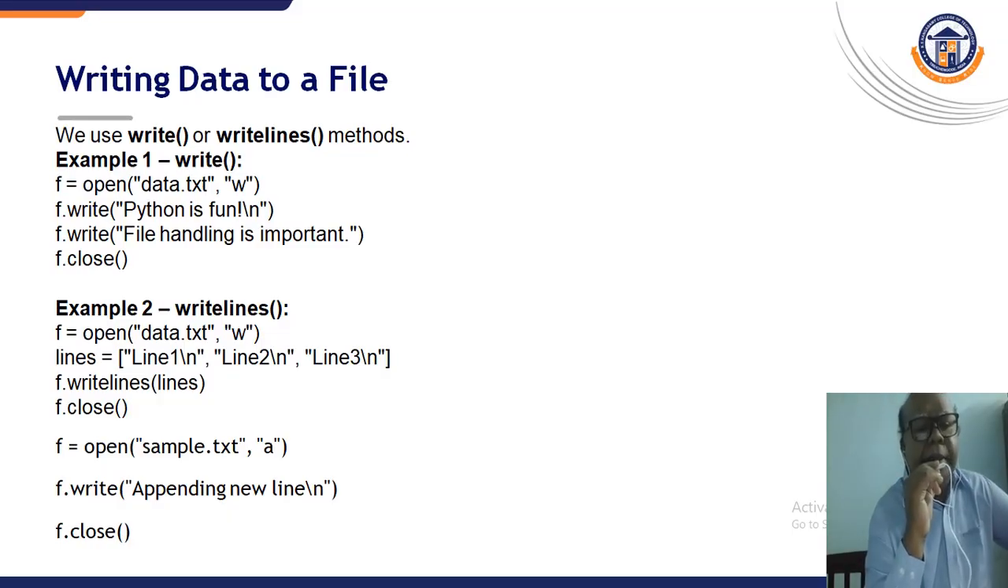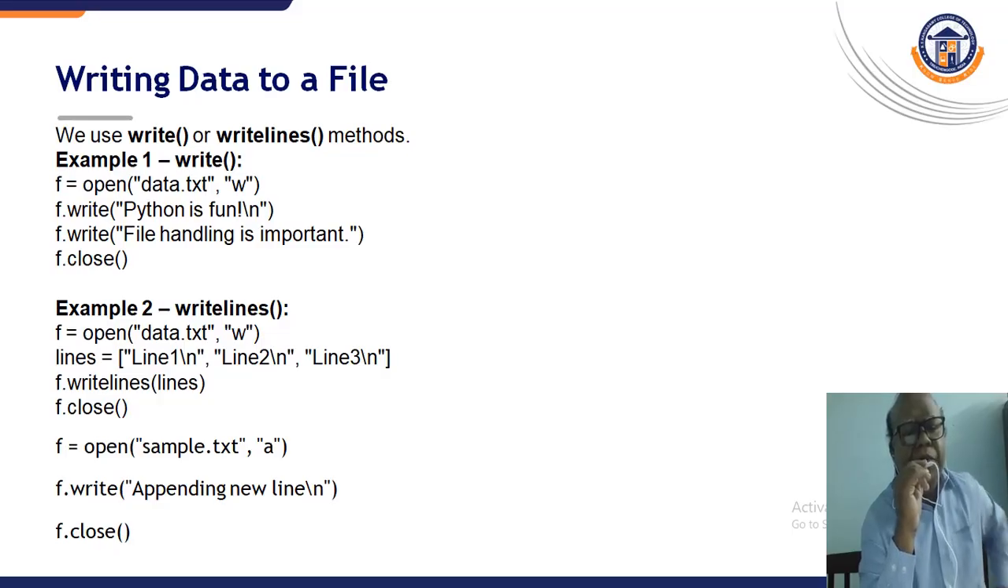So how to write the data to the file? We use the write method or writelines method to write the data. Example, write. First you are opening the file in write mode. The file object is f. f.write Python is fun. f.write file handling is important. So these two contents will be written to the above file. Finally you have to close the file.